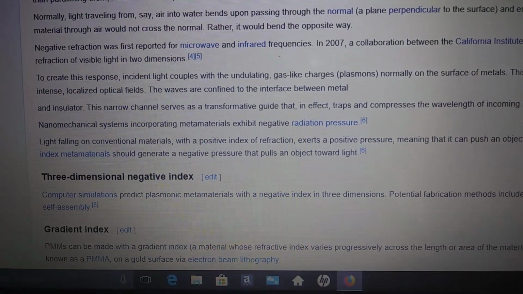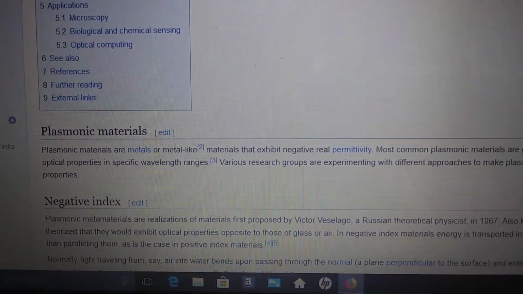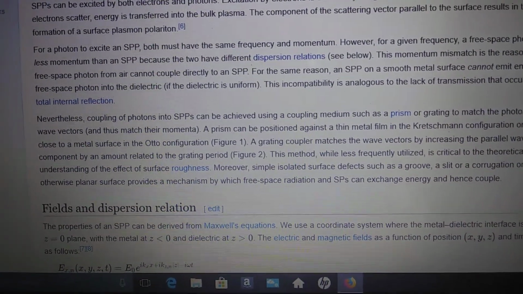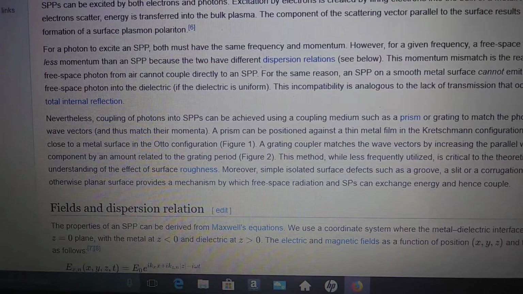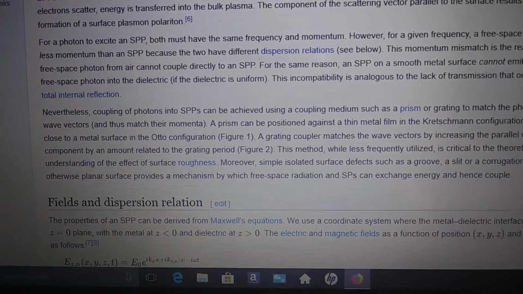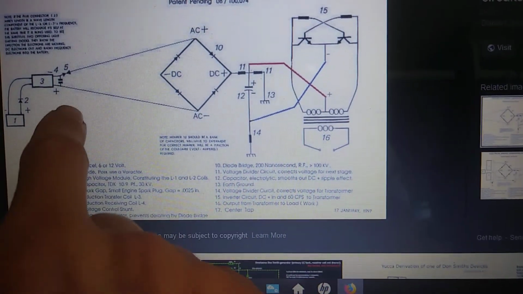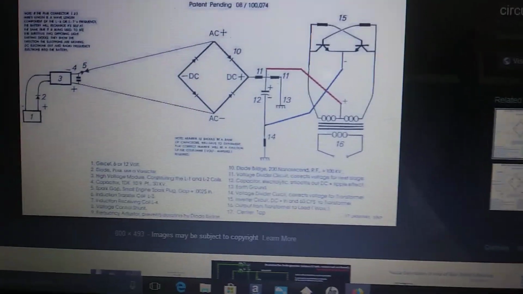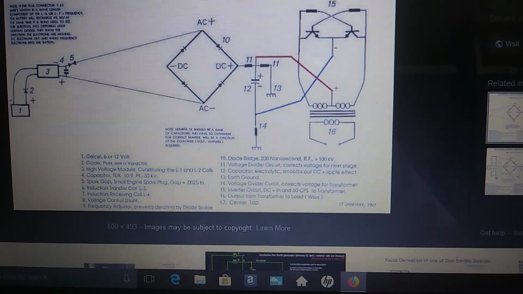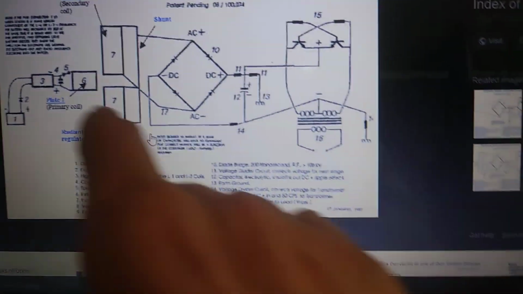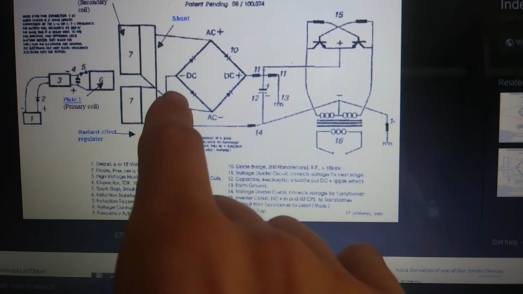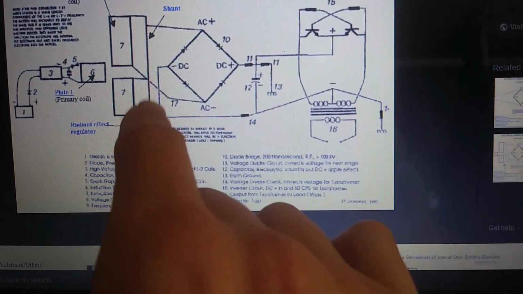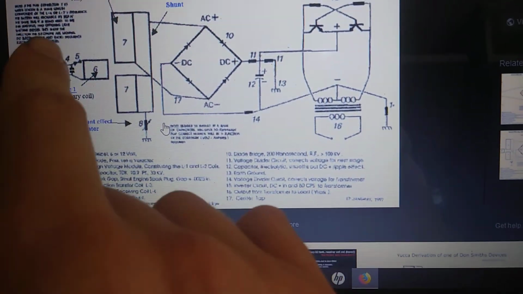plasmonic metamaterials with your electrons, from the wall. But there's no closed system, okay? You're taking, with the Don Smith device, from your capacitor and your shunt, and your voltage divider, you're blocking out the forward EMF.